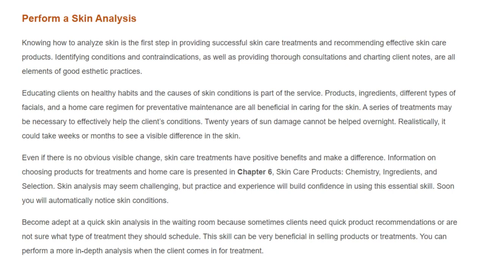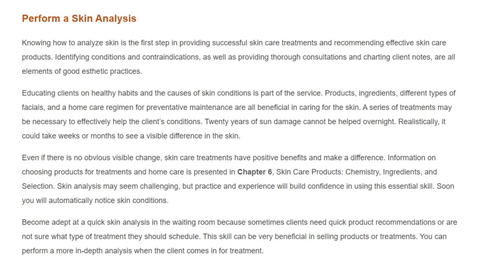A series of treatments may be necessary to effectively help the client's conditions. 20 years of sun damage cannot be helped overnight. Realistically, it could take weeks or months to see a visible difference in the skin. Even if there is no obvious visible change, skin care treatments have positive benefits and make a difference. Information on choosing products for treatments and home care is presented in Chapter 6, Skincare Products, Chemistry, Ingredients, and Selection.